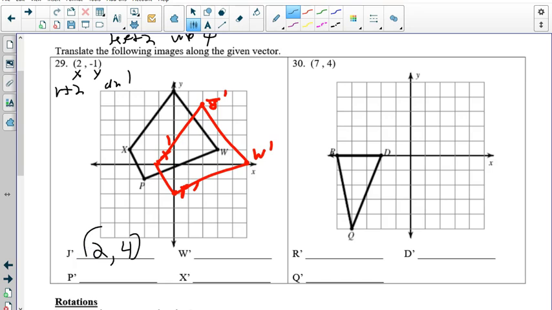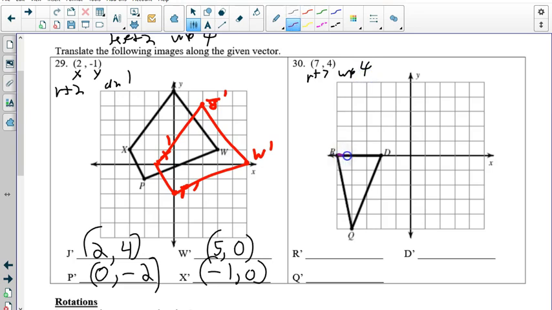W is at 1, 2, 3, 4, 5, 0. P prime is on the axis at 0, because we didn't move left or right, down 2. And X prime is at -1, also on the other axis, -1, 0. Okay, 7, 4. That means right 7, up 4.